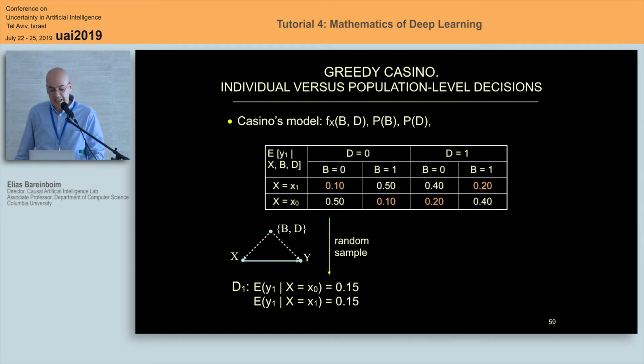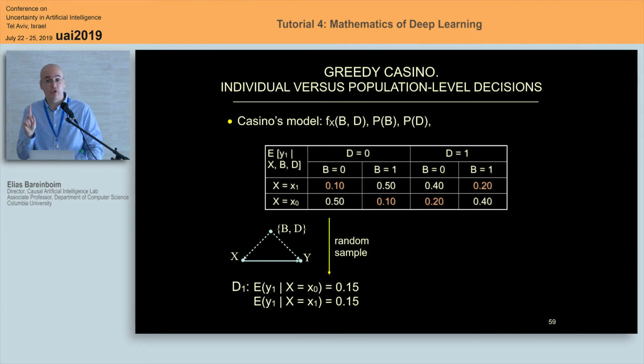Expected value of y given x equal to 0 is 0.15 of winning, and for x1 it is also 0.15. And this is the conclusion of our study. We have so many samples that we even say this is the true number: 15% of the time people are winning.